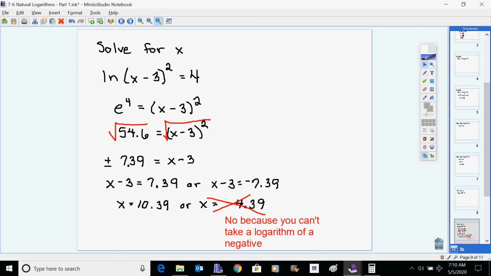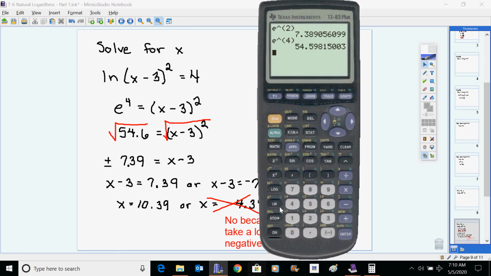10.39. If we put that in just to check, I want to show that. If we do the natural log of 10.39 minus 3, and then square that.